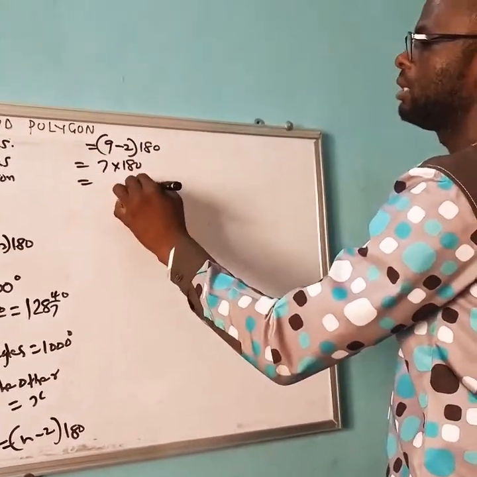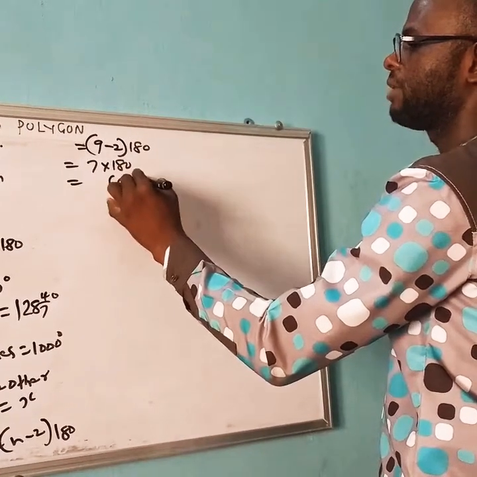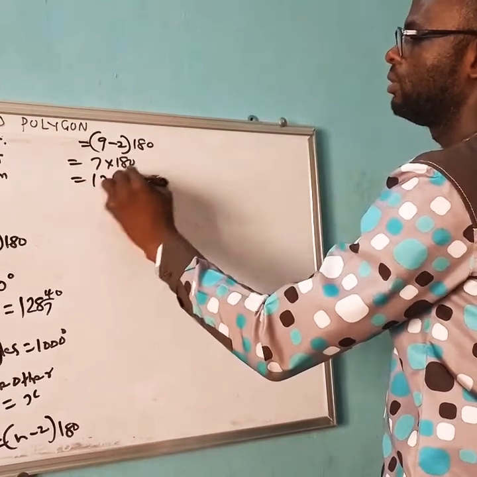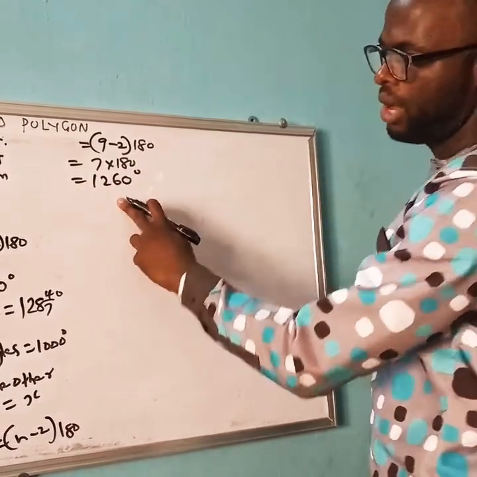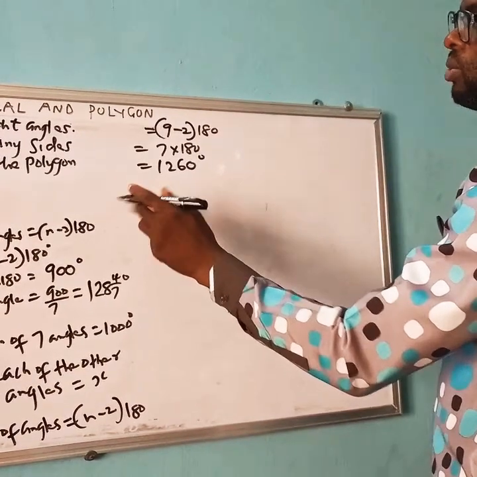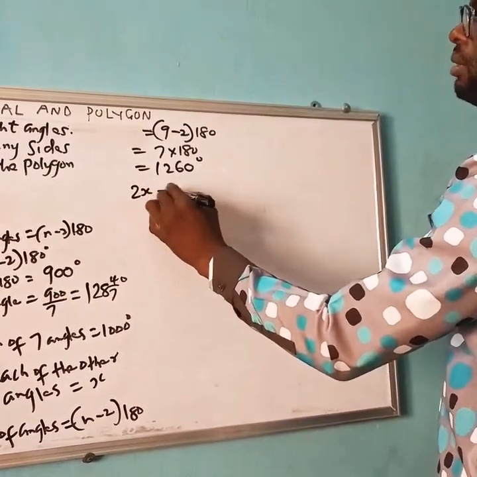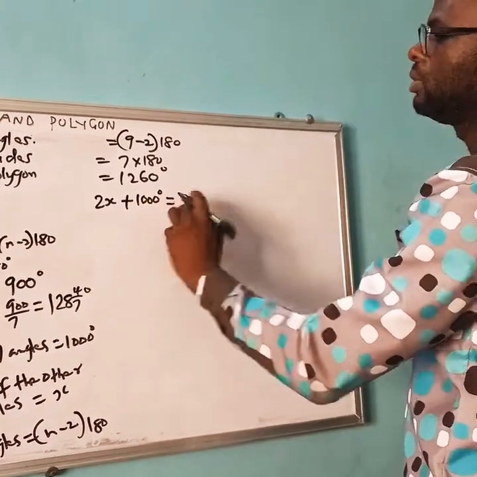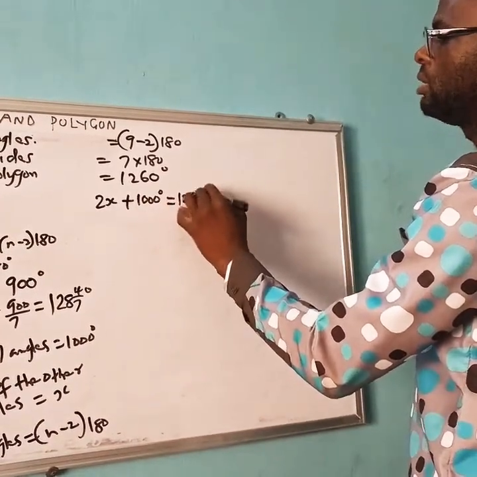7 times 0, 0. 7 times 8, 56. 6 carry 5. 7 times 1, 7, plus 5 gives you 12. So this is the sum for the 9, and I have the sum for the 7. So that means the other two angles are equal. That will be 2x plus the other 7, 1000 degrees. The sum of the 7 and the 2 will give you the whole 9, which is 1260.